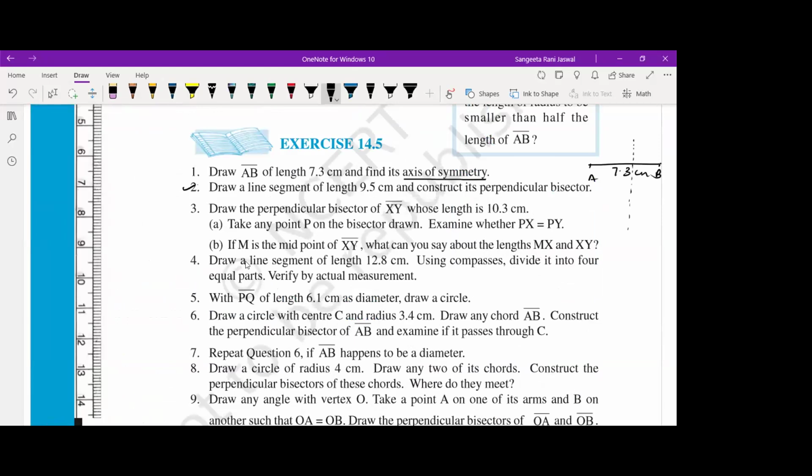Yes. So this question is exactly the same as the previous one. Draw a line segment of 9.5 centimeter, construct its perpendicular bisector. So now in place of axis of symmetry, it's written perpendicular bisector. So will you be able to do this? Do it yourself now. Yes, try doing it yourself now.